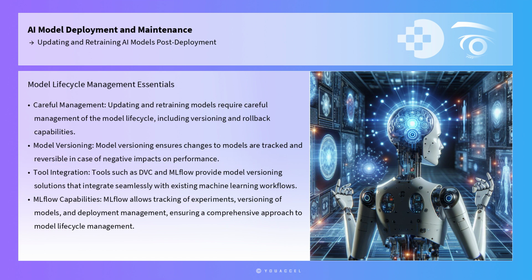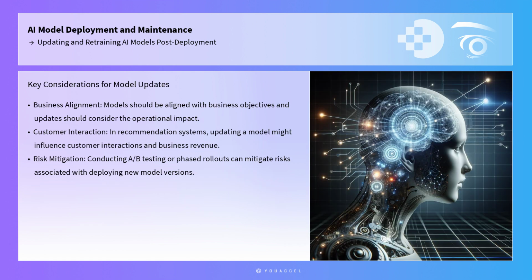Moreover, updating and retraining models require careful management of the model lifecycle, including versioning and rollback capabilities. Model versioning ensures that changes to models are tracked and reversible in case of negative impacts on performance. Tools such as DVC and MLflow provide model versioning solutions that integrate seamlessly with existing machine learning workflows. MLflow, for example, allows tracking of experiments, versioning of models, and deployment management, thereby ensuring a comprehensive approach to model lifecycle management.